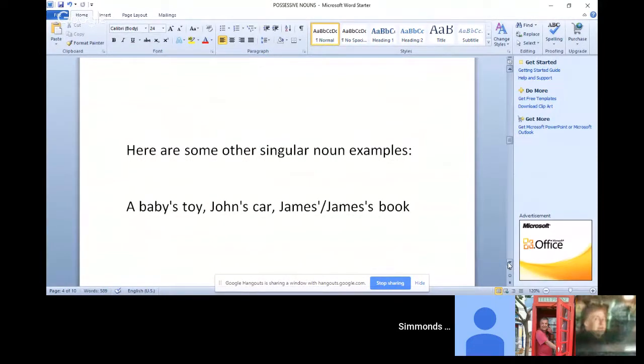Here are some other singular noun examples. A baby's toy, John's car, James' book. Okay, good. So you actually just said James. Now this will be pronounced James's book. Yes, James's book. Now it sounds strange, but that's what we have to say. Everything else sounded great. A baby's toy, John's car, James's book. And again, because this is in the same category as Charles, where the singular name ends with an S, you can choose the apostrophe S, or just the apostrophe. Questions?